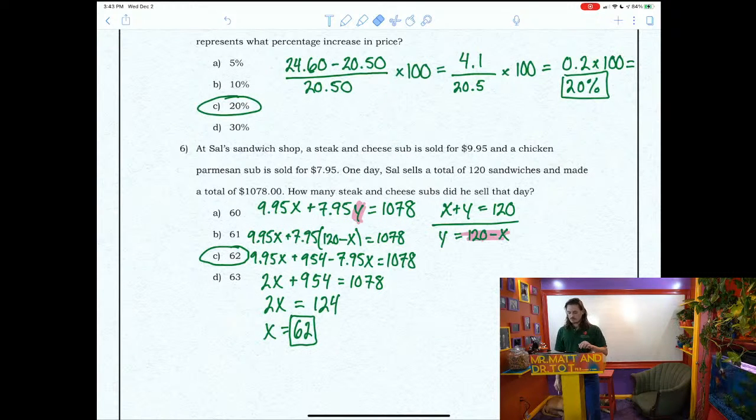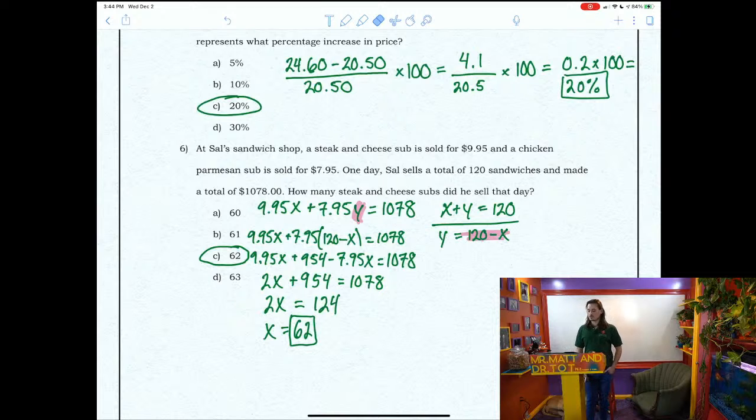Okay, so for number 5, our final price was $24.60. Our initial price was $20.50. So we're going to have 24.6 minus 20.5, quantity divided by 20.5 times 100. That's going to give us 4.1 divided by 20.5, which is 0.2. 0.2 written as a percentage is 20%. So the answer to number 5 is answer selection C.